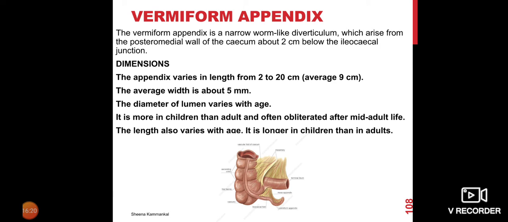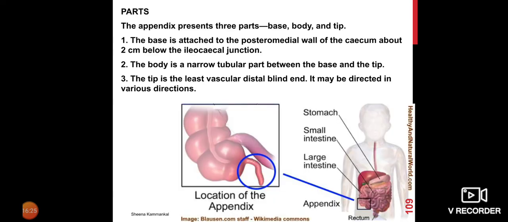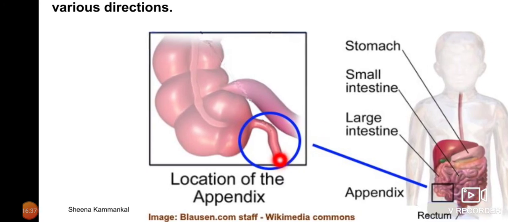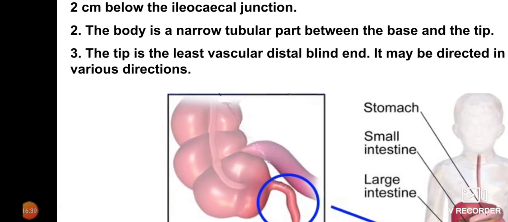Length of the appendix also varies with age. It is longer in children than in adults. While seeing the parts of the appendix, it consists of a base, body and tip. Base is the attached portion. This is the body, tip is the lower free end. This is the tip, this is the body and this is the base.